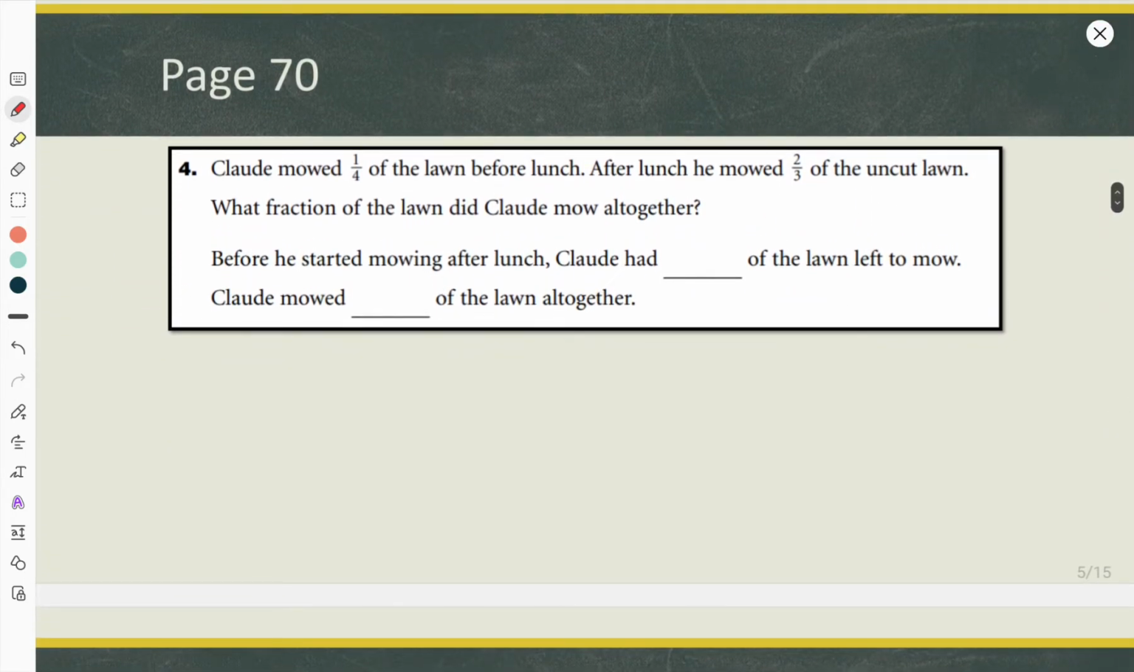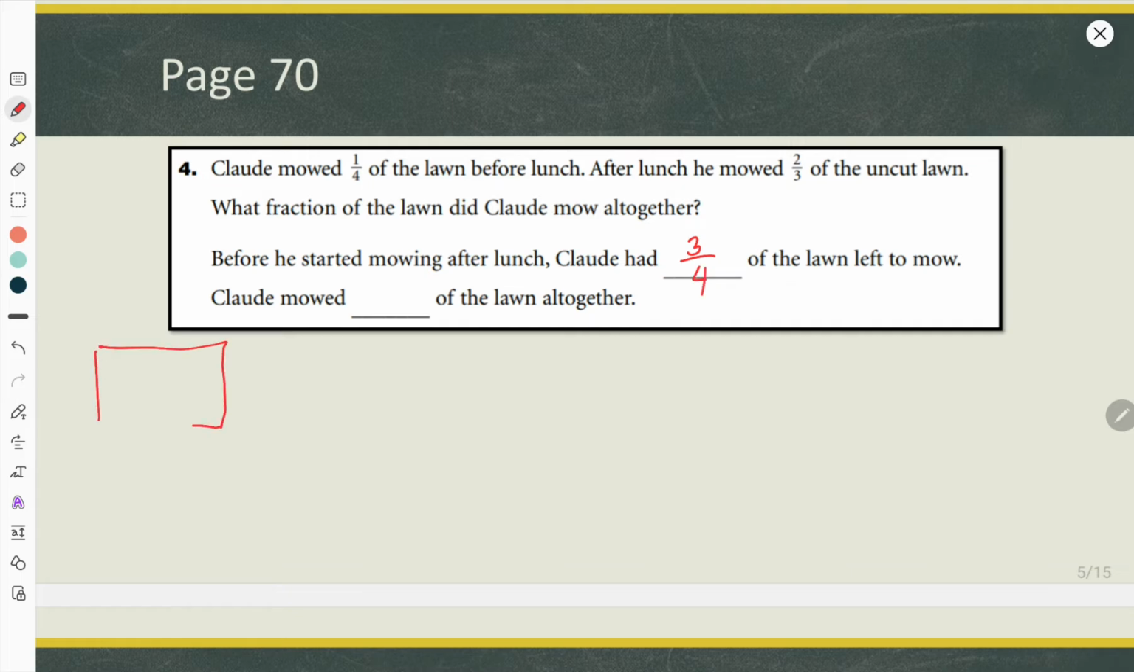Here we go. So Claude mowed 1/4 of the lawn before lunch. After lunch, he mowed 2/3 of the uncut lawn. What fraction of the lawn did Claude mow together? All right, here we go, guys. So first, what did he do? He did 1/4 of the lawn before lunch. So that means after lunch he had 3/4 remaining. Does it make sense, guys?